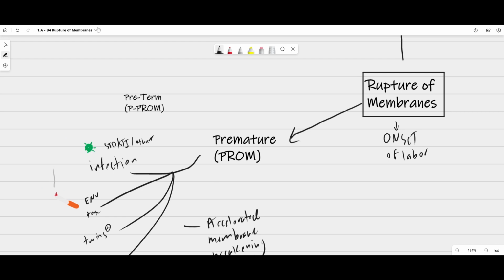Now, one thing that can happen is it happens a little too early. This is early, and this happens when it's really early. So we have our premature, which is PROM, and we have preterm, which is PPROM. This is when it's occurring at less than 37 weeks gestation. So this has happened really early. Again, it's the onset of labor, but it's coming way too early at this point, and we're going to run into some problems with that.